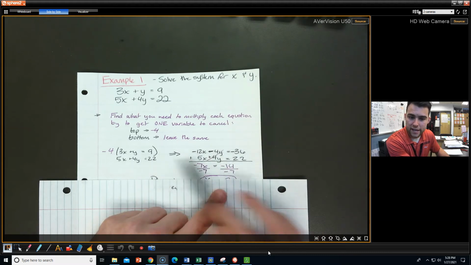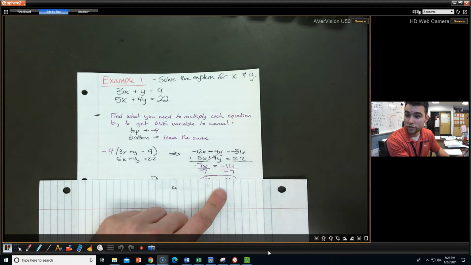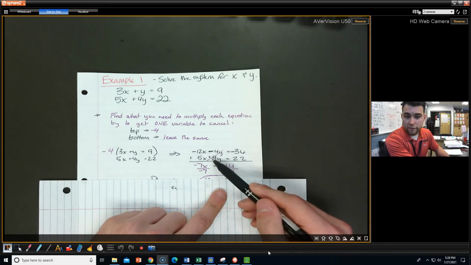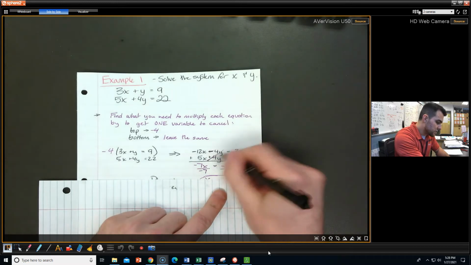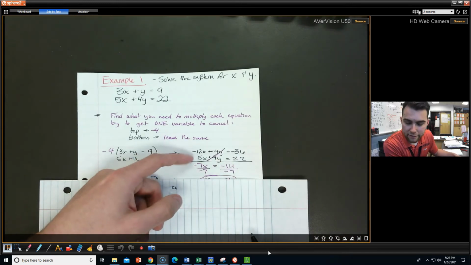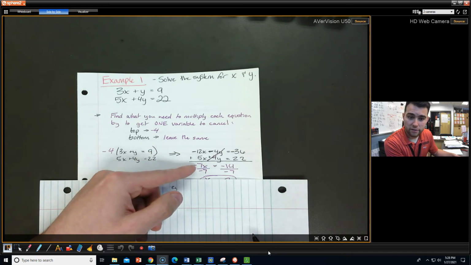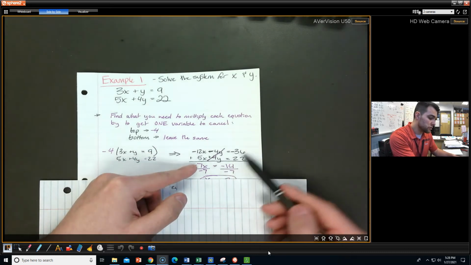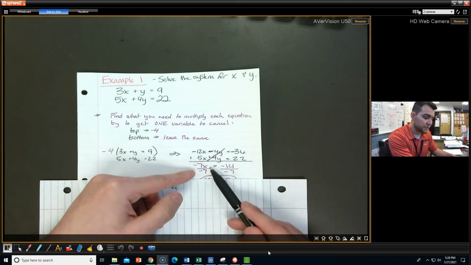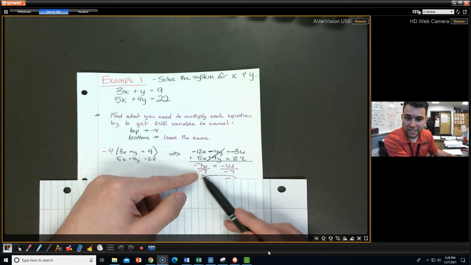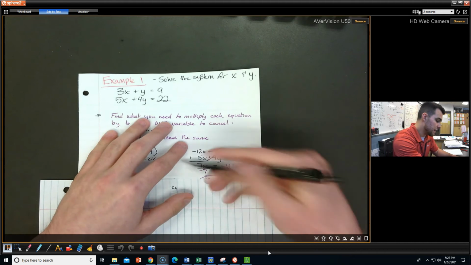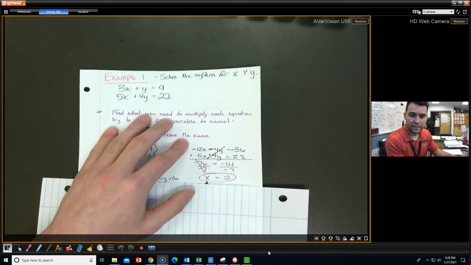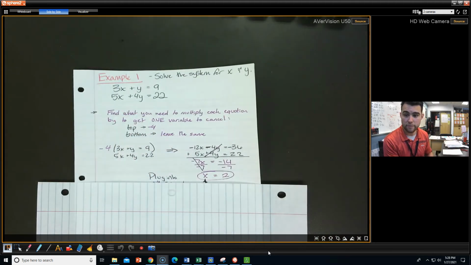I'm going to move this guy underneath it, and I'm going to add my like terms together, right? So again, the 4y and the negative 4y cancel out. So I'm left with, on the left-hand side of my equation, negative 12 plus 5, which is negative 7x, and that's equal to negative 14. And so to solve for x, I need to divide both sides by negative 7. After the negative 7's cancel here, I get x is equal to positive 2.